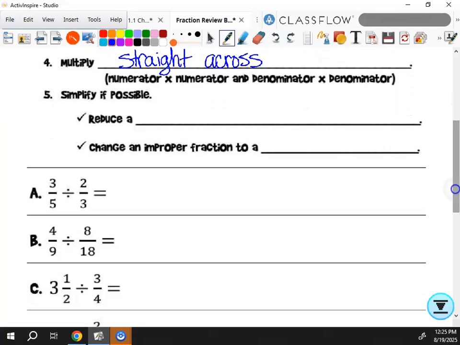Just like we did for multiplication. And then step 5 is the same as the rest. So reduce a proper fraction, always reduce. And maybe, depending on actual instructions in the future, we change an improper fraction to a mixed number.